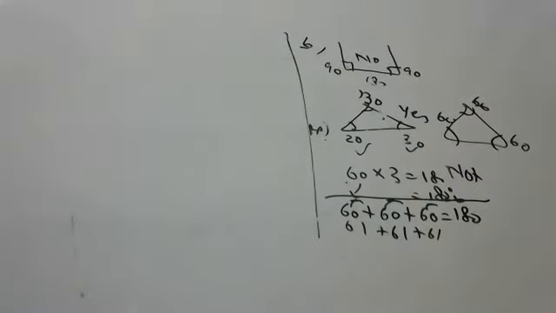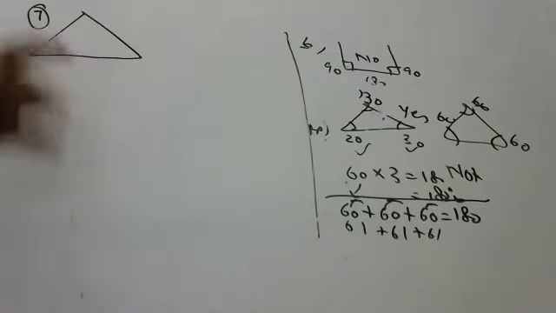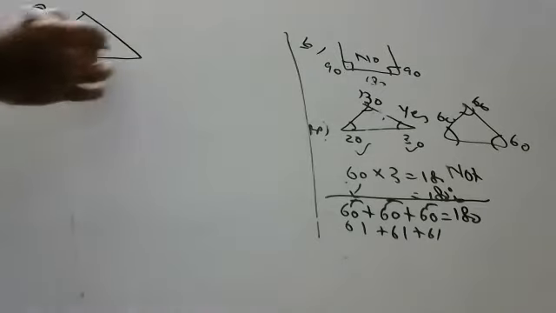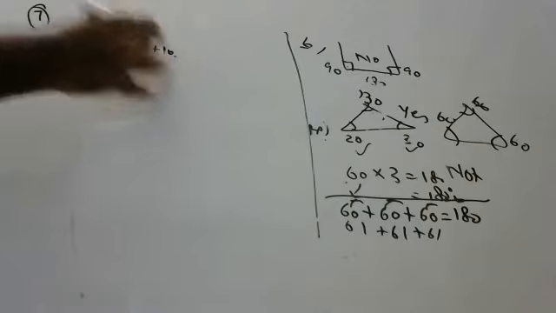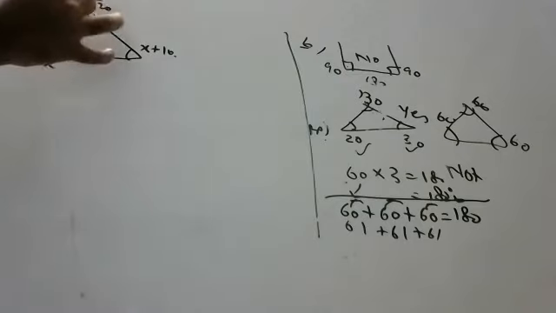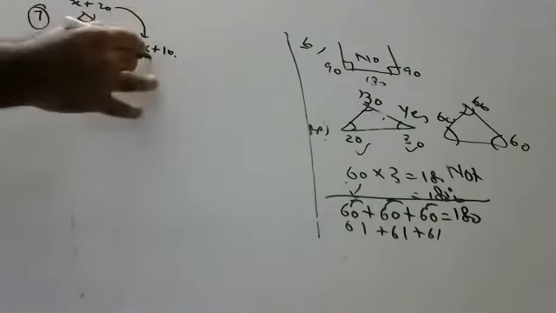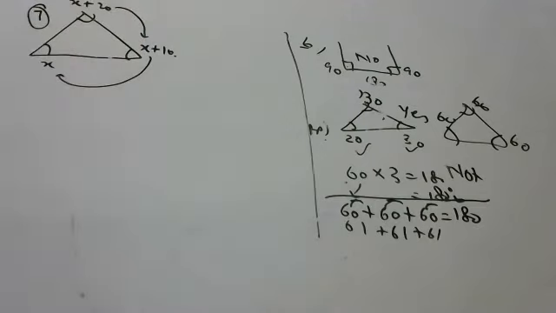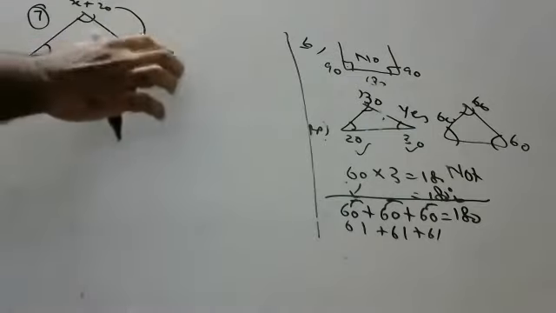Next one. Go to seventh sum, children. The angles of a triangle are arranged in ascending order of magnitude, and the difference between two of them is 10. Ascending order means one is x, another one is x plus 10, another one is x plus 20. This and this have a 10 difference, this and this have a 10 difference.